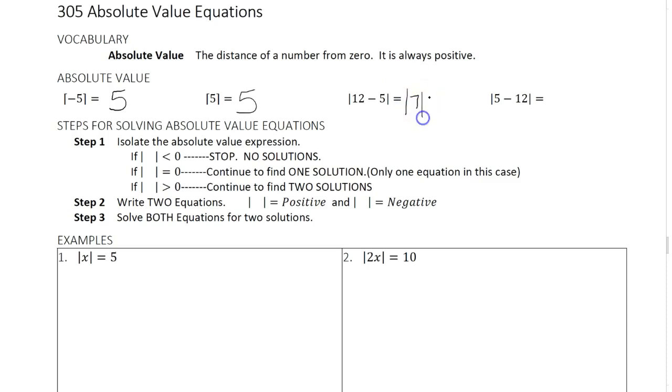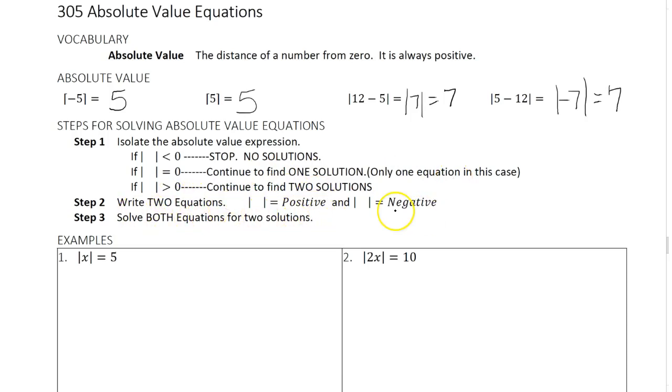The absolute value of 12 minus 5 is 7. The absolute value of 5 minus 12 is also positive 7. When solving absolute value equations, we need to remember that the expression inside the absolute value could be either positive or negative. Let's look at some examples to see how we use this when solving equations.